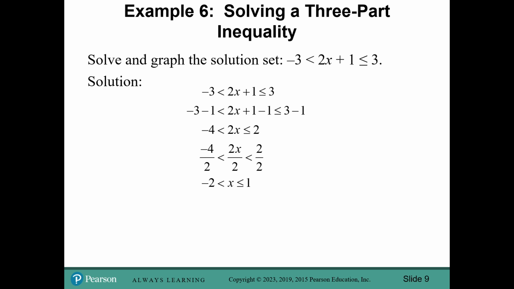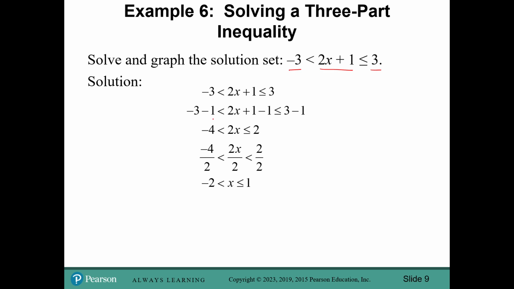Let's try one. It says solve and graph the solution set negative 3 is less than 2x plus 1 is less than or equal to 3. We have three pieces here. First piece is negative 3. Second piece is 2x plus 1. Third piece is 3. We have a three-part inequality.